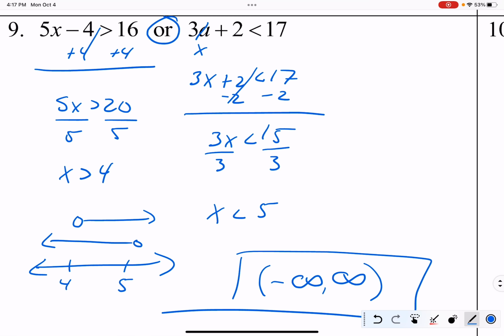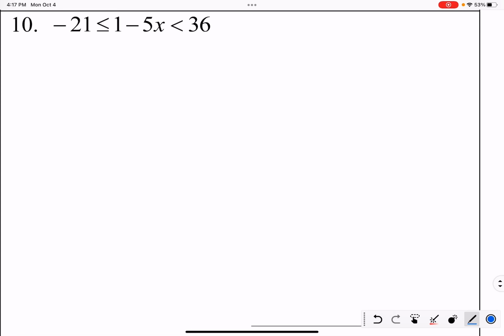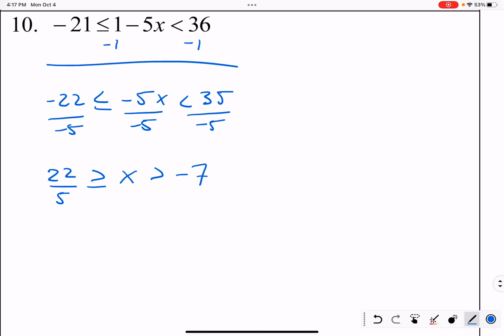Okay, and then last but not least, this is another compound inequality. So we're going to isolate the x in the center, so let's get rid of that 1. So we'll end up with negative 22 on the left, less than or equal to negative 5x, less than or equal to 35. And then what we're going to do is divide by negative 5. Now, anytime that you divide by a negative, we have to flip the symbols, okay? So this is going to end up being, so negative 22 over 5 would become positive because you have 2 negatives. Let's flip this over. The x, we're going to flip that again, and then this becomes negative 7. All right?